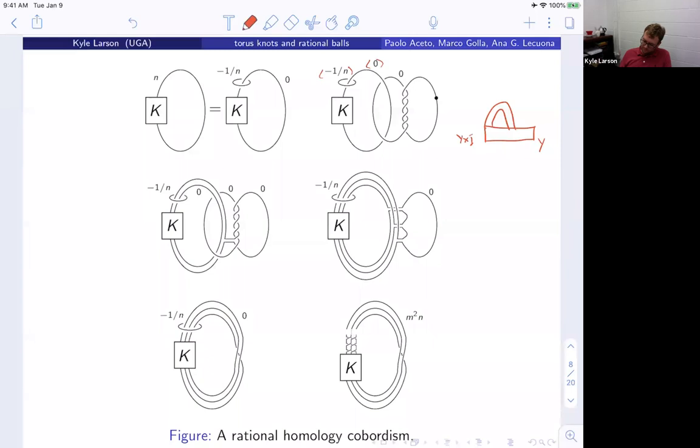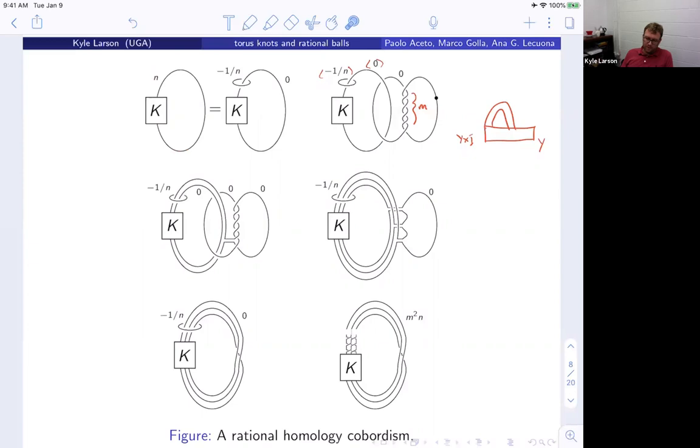In general, there are going to be N full twists here. So you've added a generator to H1 by this one-handle, and the two-handle runs N times over the one-handle and kills N times the generator. In other words, this shows that H1 of this cobordism is Z mod N. So with rational coefficients, H1 will be trivial. H2 will also be trivial. And so this picture is a rational homology cobordism that we built, starting with N surgery on K.